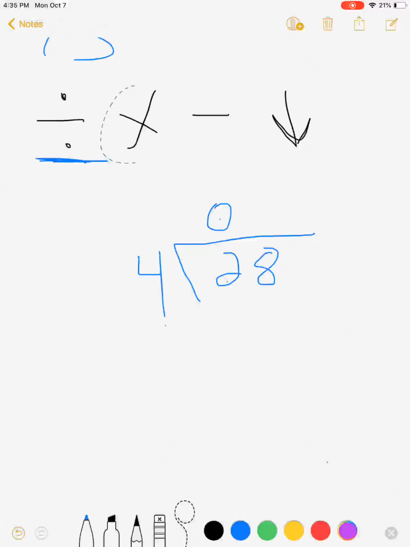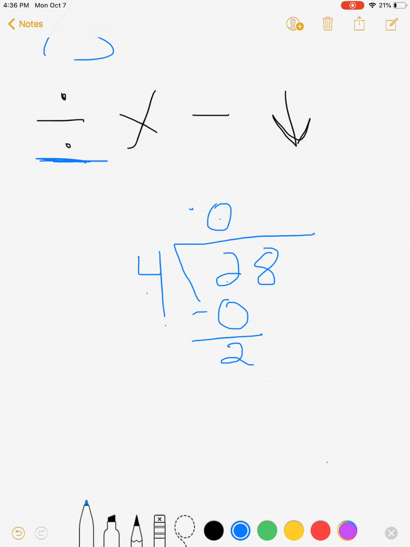Now we need to multiply. 0 times 4 equals what? 0. Very good. Now that we multiply, we need to subtract. 2 minus 0 equals, I hope you said 2. Very good. The next step would be to bring down. So now we bring down the 8. And then we start all the way back over from the beginning. Now we finished all those steps. We have to start all the way over.